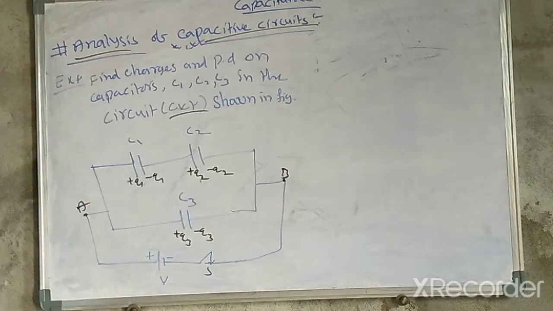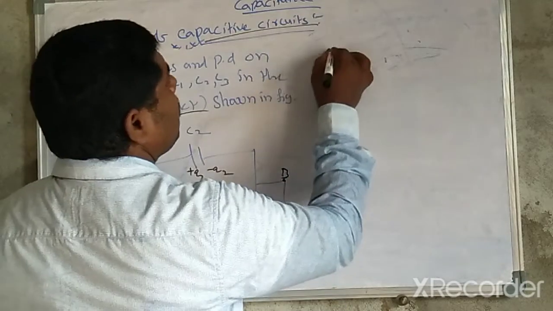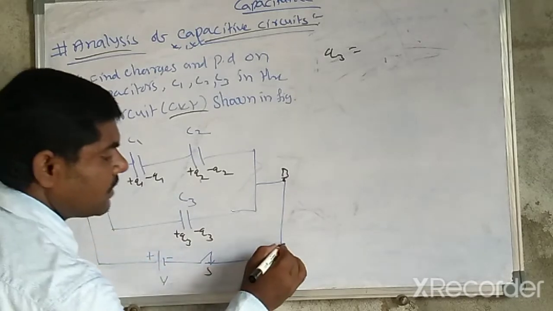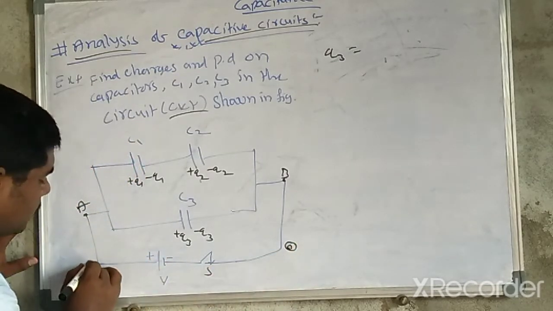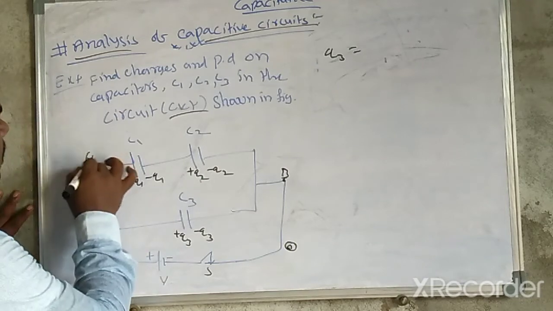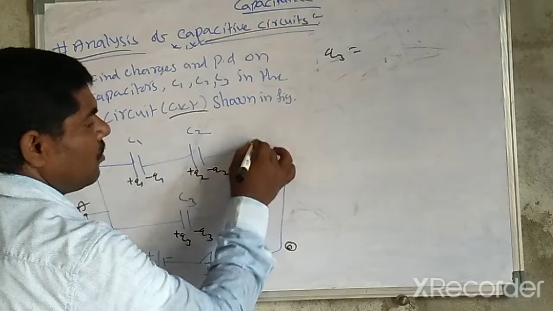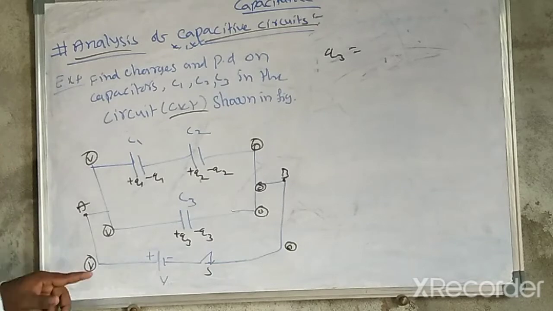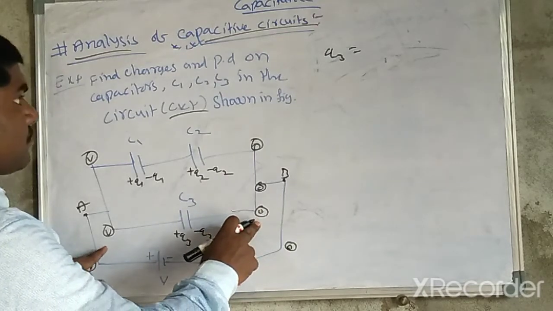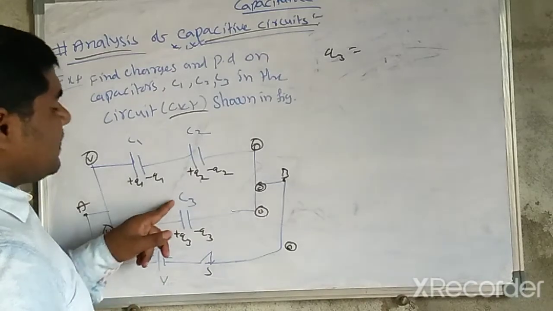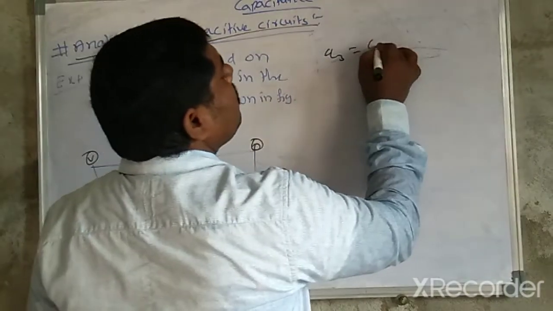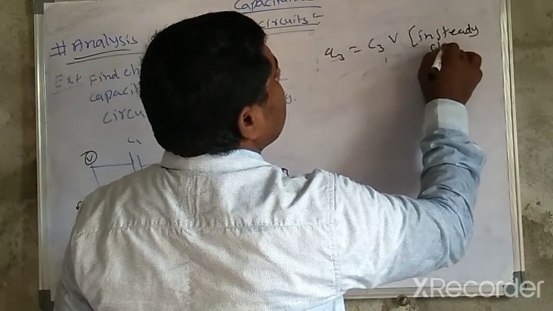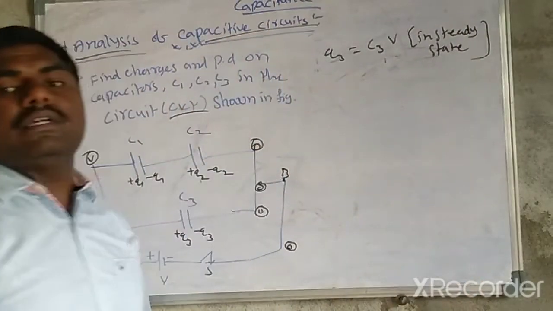So in steady state, you may find Q3 is equal to: here the right side potential is 0, left side potential is V. It means here also V, here also V, here 0, and here also 0. Q3 is nothing but the charge across this potential drop. So Q3 is equal to C3 into V, in a steady state. You may remember this in a steady state.